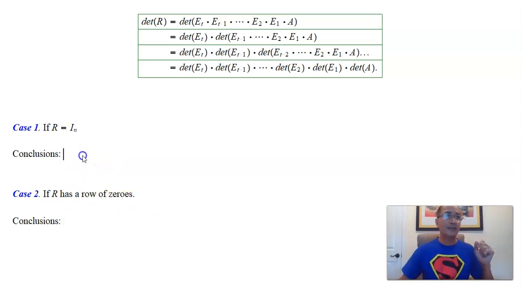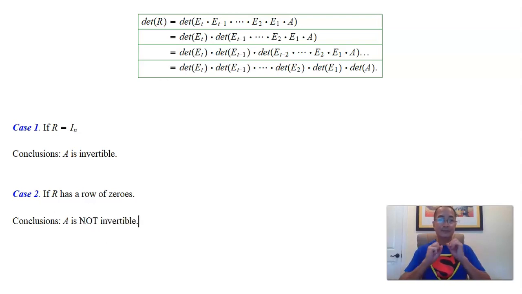But what else did we see? If the REF is the identity, then we can say that A is invertible, right? But if it has a row of zeros, then we can say that A is not invertible. Okay. So what else will happen? Well, R is the identity. What is the determinant of the identity? I believe that we will get 1.